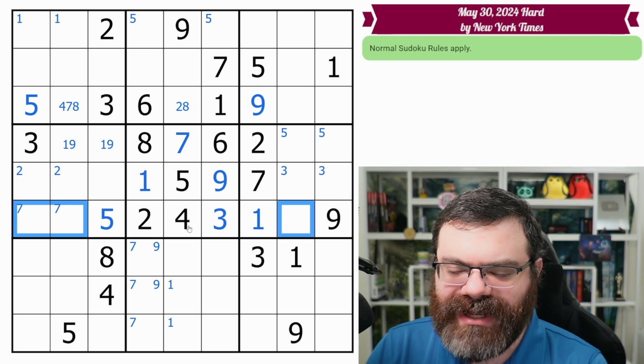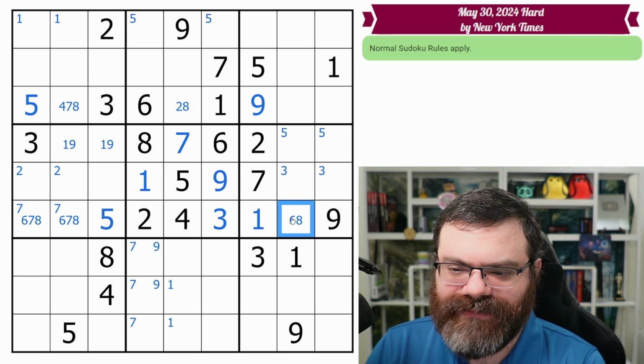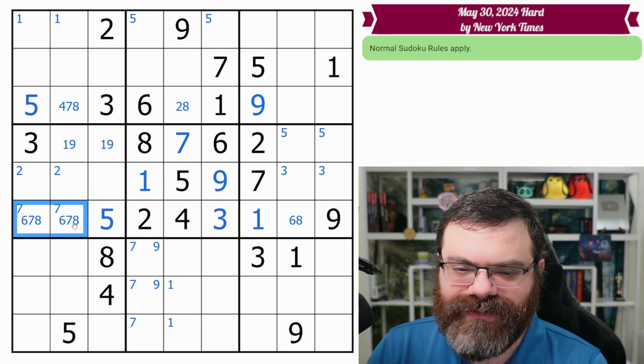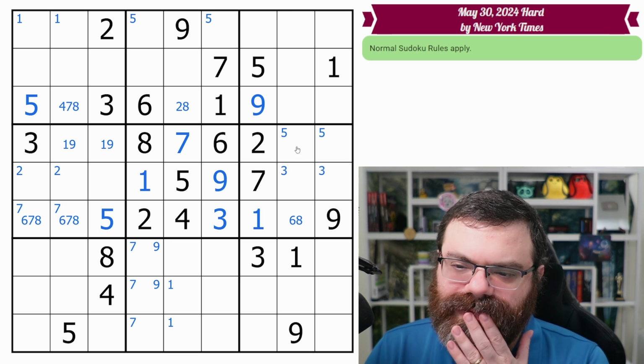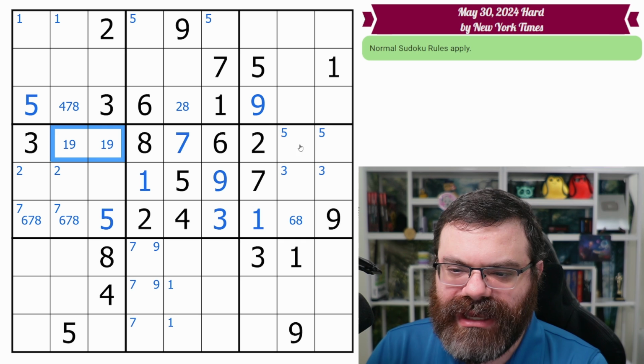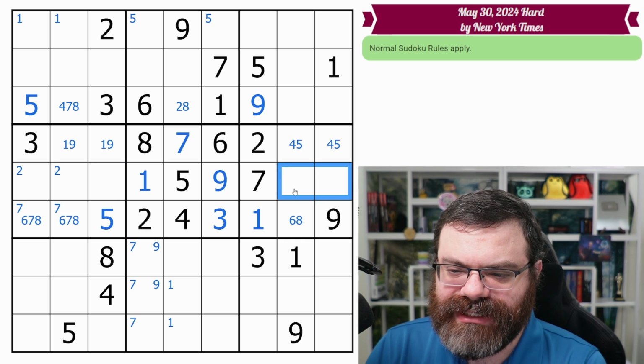Anyway, we have 1, 2, 3, 4, 5. We need 6, 7, 8. So this can't be the 7. We end up with the 7 over here, with this being a 6, 8. I want to fill this pair because we have the 1, 9. So this pair is 4, 5. And now this is a triple 3, 6, 8, which will fill.